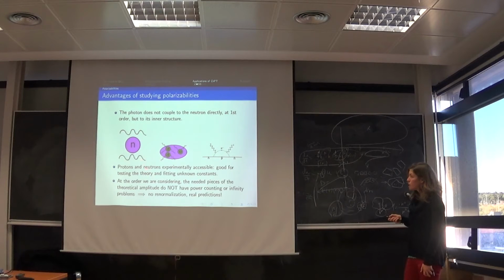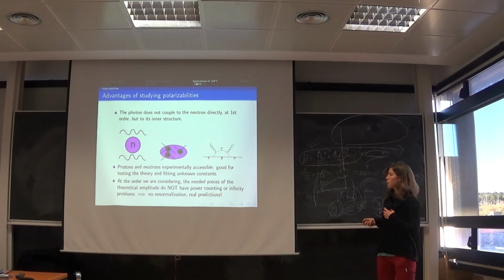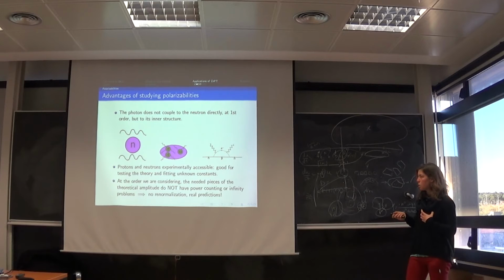Also, in this case, just as the first example I gave you, we don't have any power counting or infinity problems, so the values we can calculate from polarizabilities are absolute, so no relative shifts or anything, so they're real predictions.